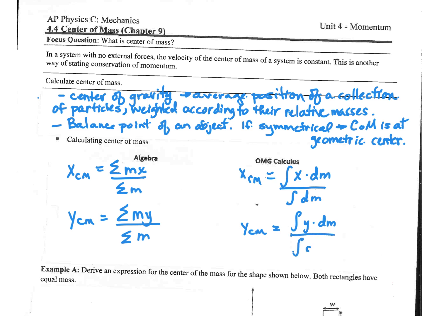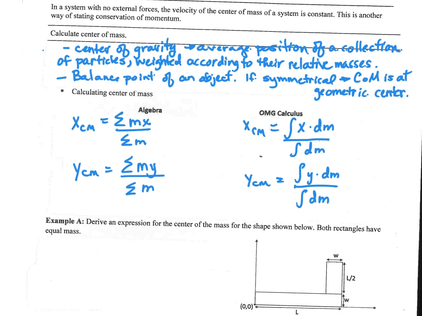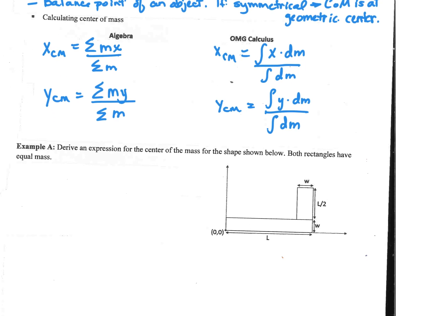So, the velocity of center of mass, just so you know, is the derivative. Think about it. Velocity is the derivative of position. So it is the derivative of the center of mass position with respect to time.